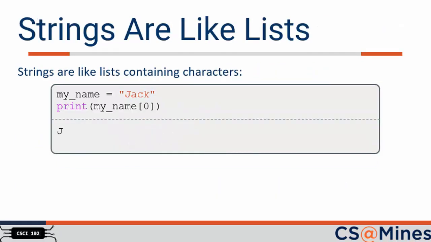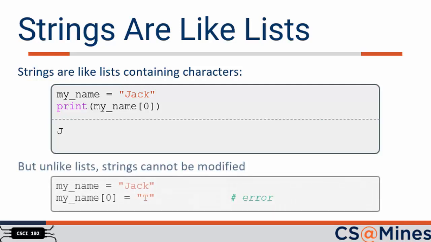You can think about strings as a list of characters. Do you remember how to access an item in a list? This can be done with strings too. Thus, in this example, accessing the string my name at index 0 will print out the letter J. But, unlike lists, strings cannot be modified. For example, you cannot replace the letter J in Jack by assigning the character T to index 0. Doing this will result in an error. This is an important difference between strings and lists. Lists can be modified in your code. Strings cannot.